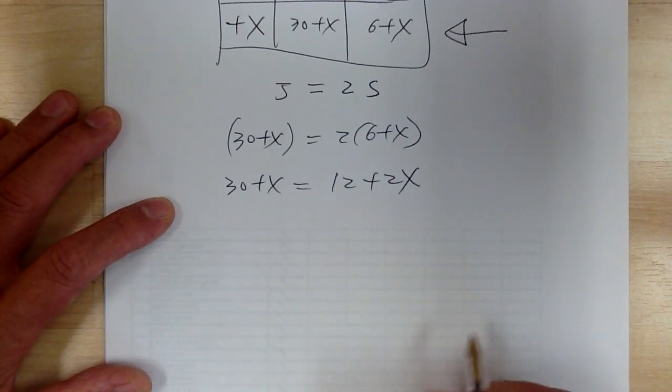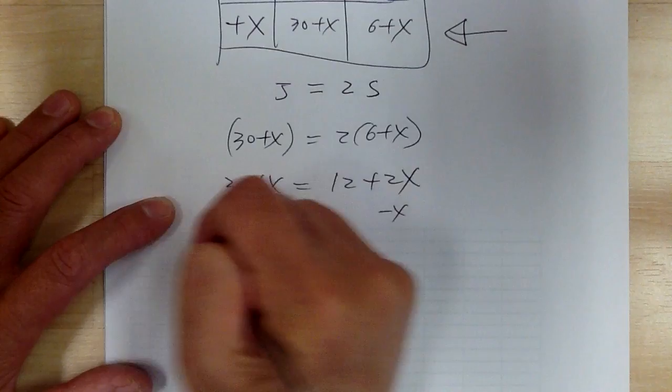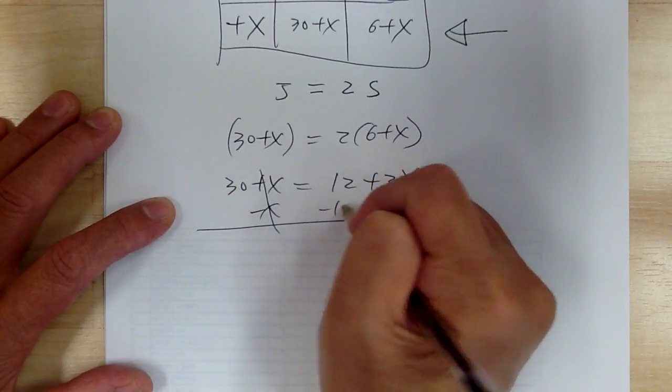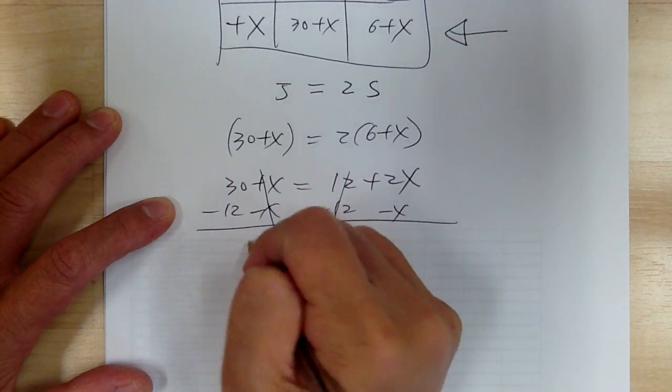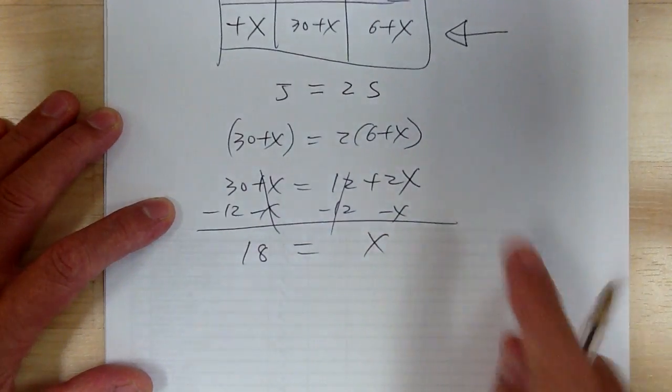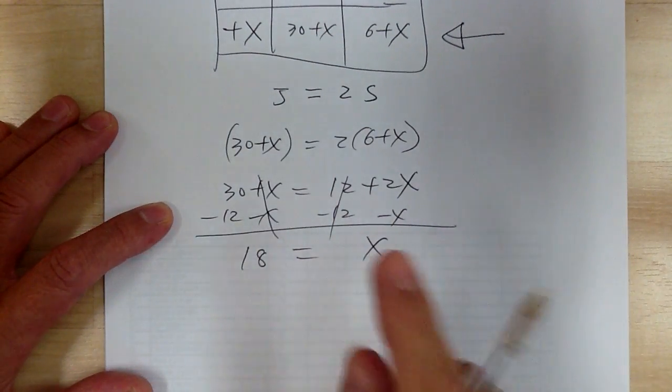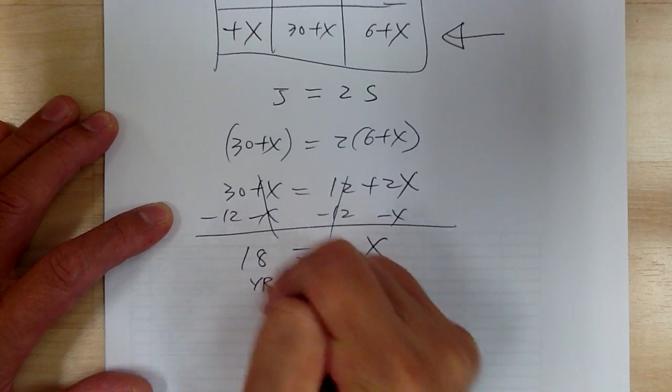Okay, so work it out. So minus x on each side. Cancel out. Minus 12 on each side. Cancel out. So 18 equal to x. And in this case, that's the answer. So 18 years into future. And that's your answer. Okay.